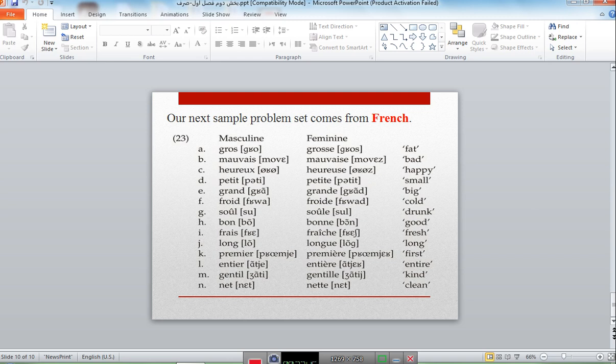In the next session, I will talk about some other phenomena in chapter 2, which talks about words and lexemes.